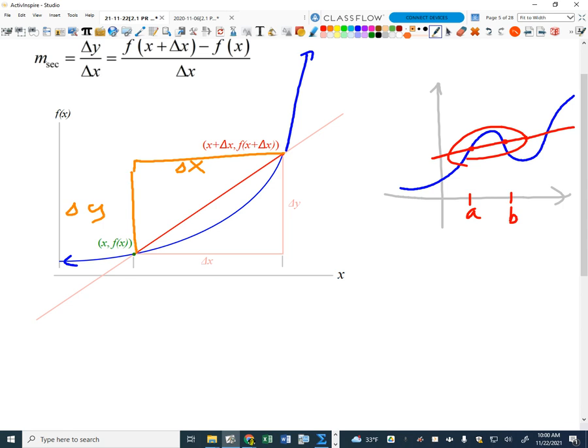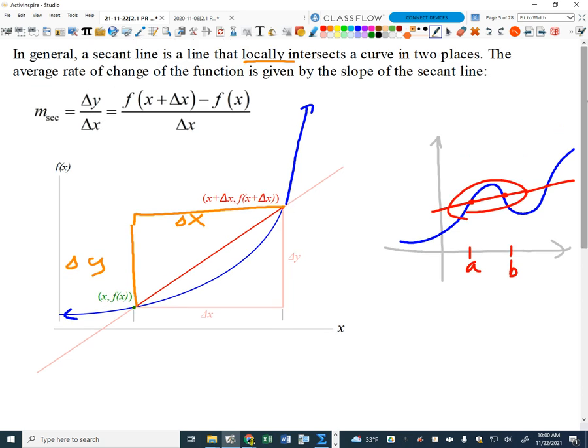What that ends up giving us is a really important quantity. It's called the average rate of change, right? The average rate of change of the function over an interval is just the total increase in y divided by the total increase in x. So the change in the function divided by the change in the input. So that's what a secant line does. The slope of a secant line always gives us back the average rate of change.